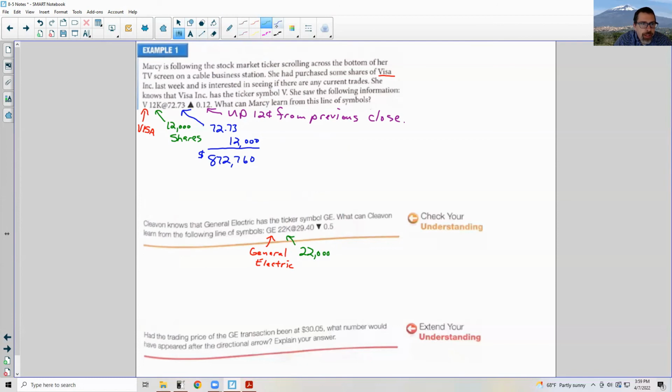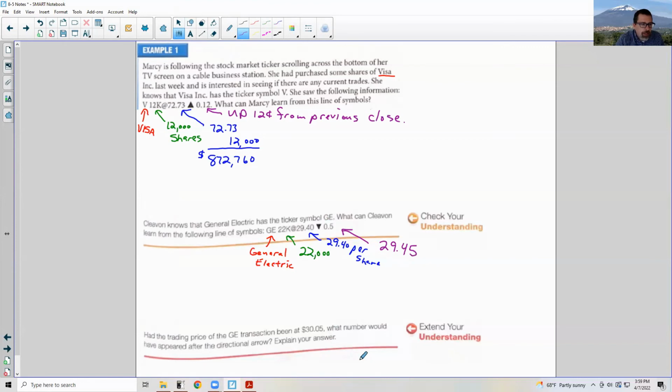Okay, and they paid $29.40 per share. And the arrow down means it is down from the previous day's close when they bought it. So the previous day's close was $29.35, and they bought this 5 cents. No, I'm sorry, I went the wrong way. You have to add if it's a downtick. So the previous day's close was $29.45. It's down 5 cents from the previous day's close when they made this purchase.